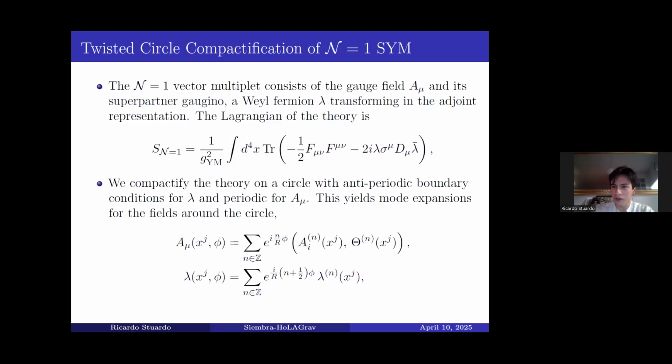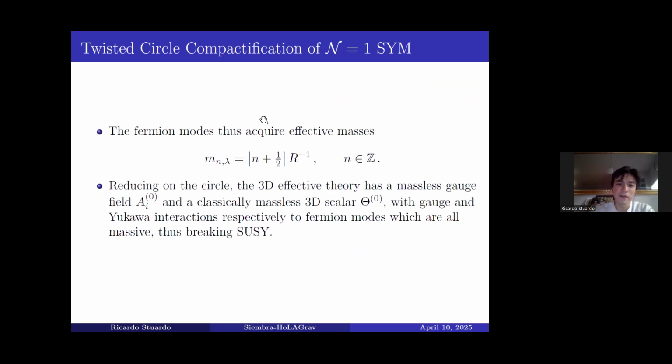So let us start with a toy model before going to the N equals 4 case. Let's start with the N equals 1 vector multiplet, N equals 1 super Yang-Mills, which is just Yang-Mills and a Weyl fermion. When we compactify this theory on a circle, we need to again impose boundary conditions. We're choosing, again, periodic for the bosons and anti-periodic for the fermions. As before, the fermion will get a mass. And when you reduce, you will get an extra scalar from the component of the gauge field along the circle, but it will get massive because of the Yukawa interactions. So it's the same thing as before. We see that it breaks supersymmetry.